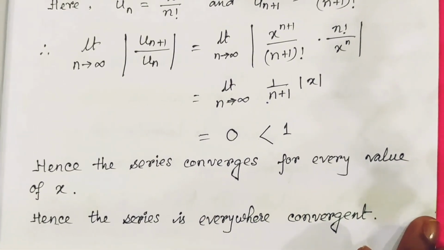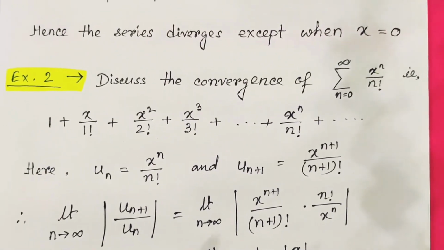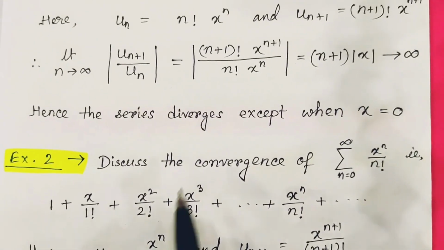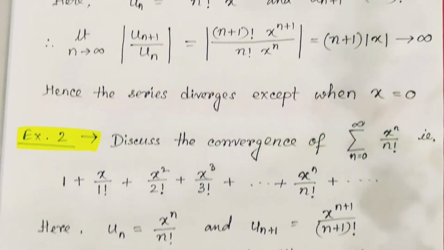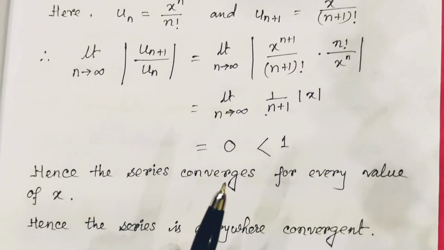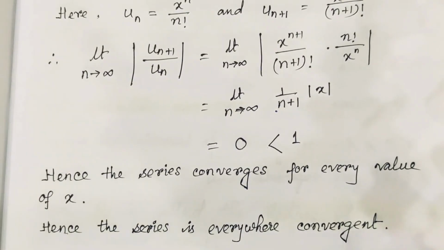In the previous case, we found the series is nowhere convergent, as except at the point x equals 0, the series is divergent. Now, in the second case, we find the series is everywhere convergent.